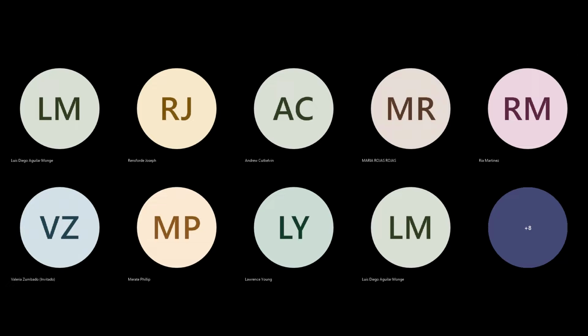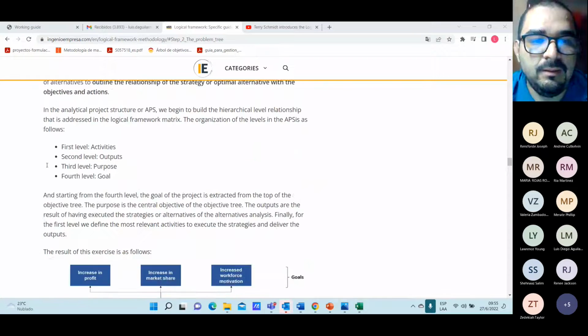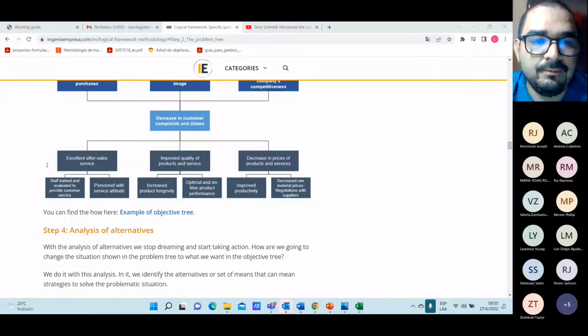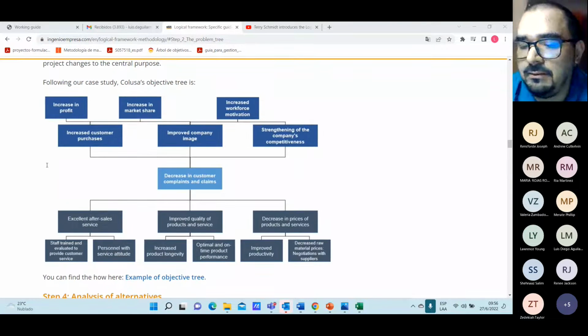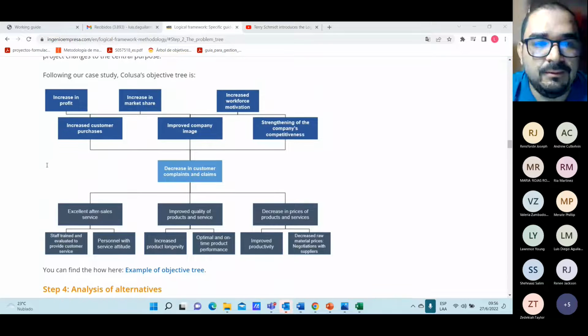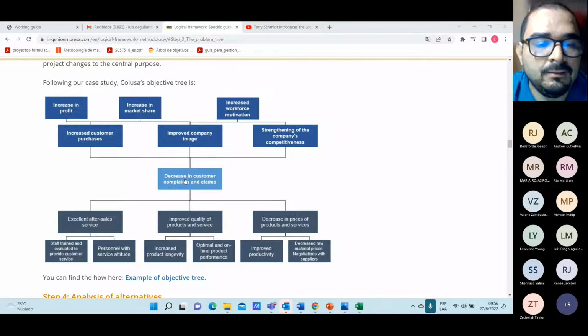Thank you very much. So I'm going to share my screen to see another two examples of this logical framework matrix. So let's see. Okay. Remember our Colusa Inc. example, right? We have here the objective 3 of the Colusa Inc. that we saw back then. So we have this objective 3, right?